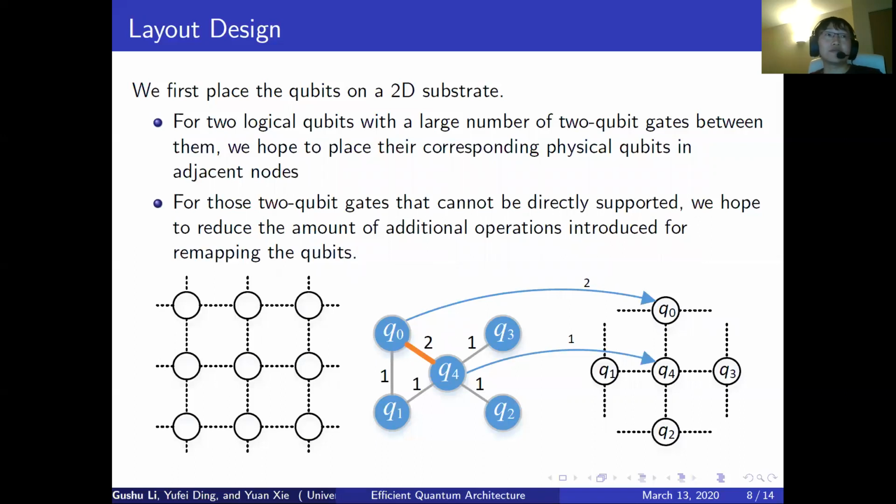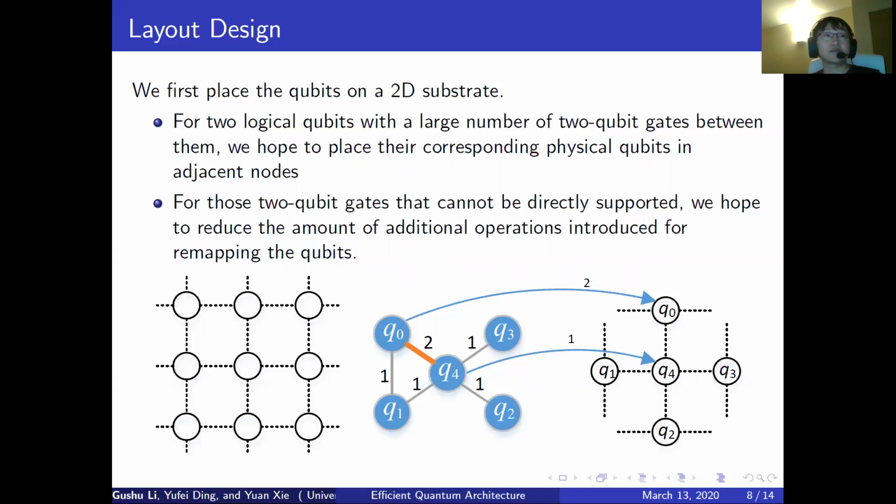qubit placements manageable. The objectives in this step are: for 2 qubits that are strongly connected, we put them on adjacent nodes so that the large number of 2 qubit gates on them can be directly supported. And for those 2 qubit gates on 2 nodes that are not connected, the number of additional operations for remapping should be minimized. Therefore, we design a heuristic algorithm based on these 2 objectives.